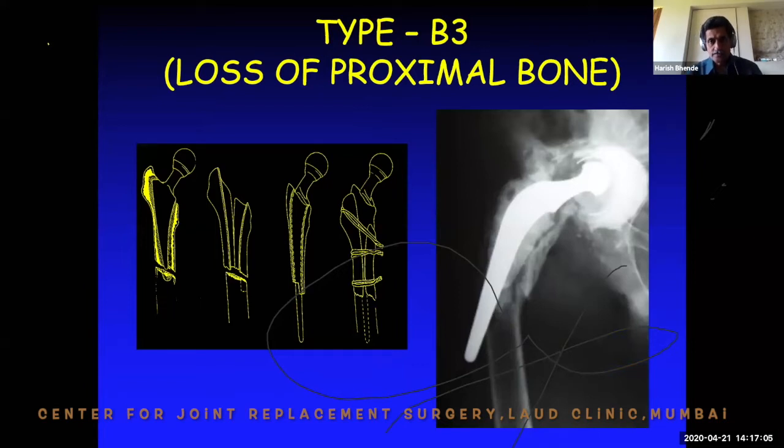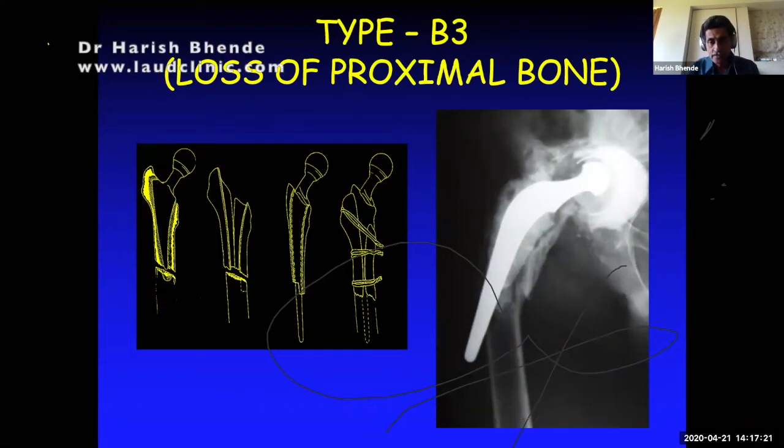B3 is where there is a significant loss of bone, and you can see in the X-ray here that almost the entire bone is lost in the proximal part of the femur. Bone osteolysis is seen, and the implant, cement and bone junction is completely loose. You can see a large radiolucent line, and the lower end of the stem has come out of the shaft. So this is type B3, with a significant loss of bone and loosening of the implant.